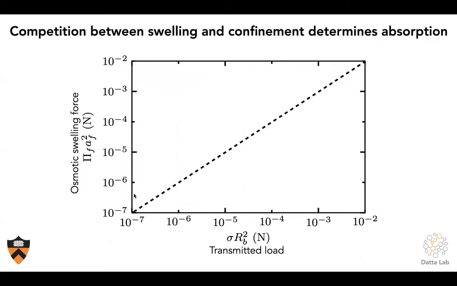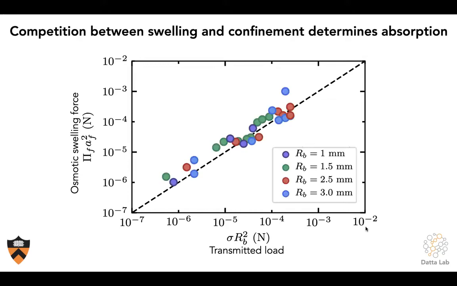And what I'm showing you here on the y-axis is that osmotic swelling force. So this is determined by the properties of the hydrogel. This is how much it swells by and pushes on its surroundings. On the x-axis here is the transmitted load, which depends on the properties of the granular packing and the amount of load applied. And for all of our experiments, testing different bead sizes, different hydrogel properties, different loads, we find really nice agreement over 4 decades, 4 orders of magnitude between these two forces, right?